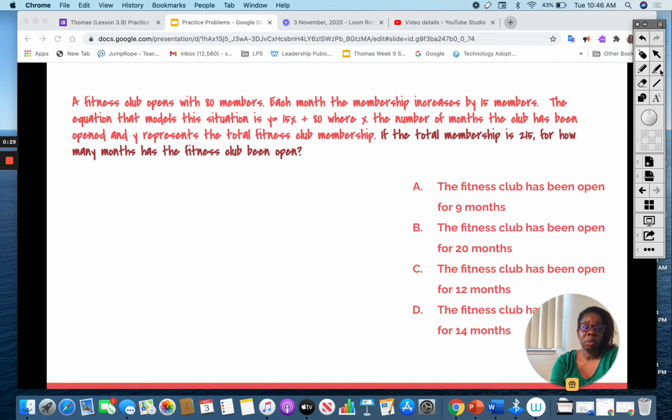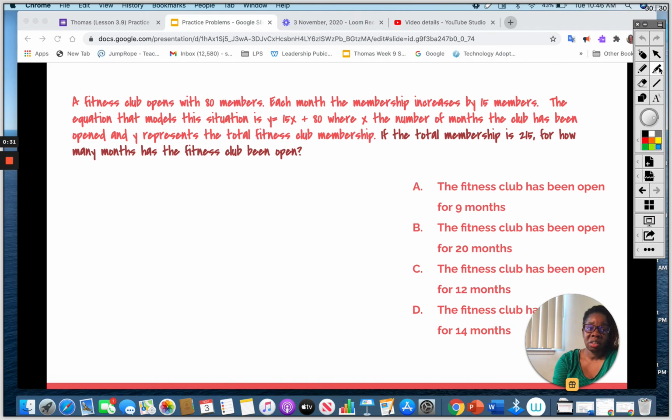So as usual, my strategy when I see questions like this is to start out by highlighting important information. The club opens with 80 members. Each month there is an increase of 15 members. That's going to be important information. The equation that is modeled is y equals 15x plus 80.